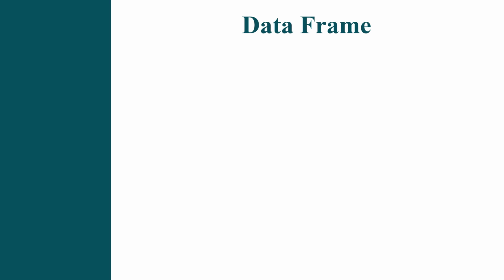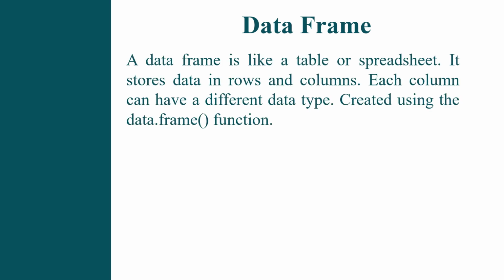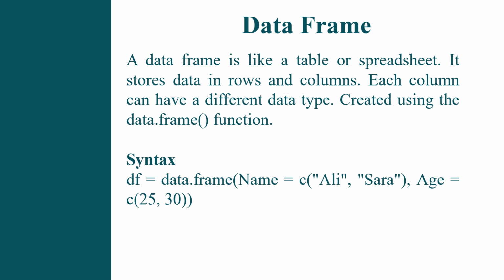Next is the data frame. A data frame is like a table or a spreadsheet. It stores data in rows and columns. Each column can have a different type of data. It can be created using the data.frame function. Here is the example. df, which stands for data frame, equal to data.frame, and then I am defining two vectors inside one data frame. One is name, that is the string, and second is age. What makes a data frame unique is that each column can be of a different type. In our case, the first column is name and the second column is age, so both are different. The first is a string column and the second is a numeric column. So data frames are perfect for the real world, and we use them all the time in analysis, visualization and modeling.